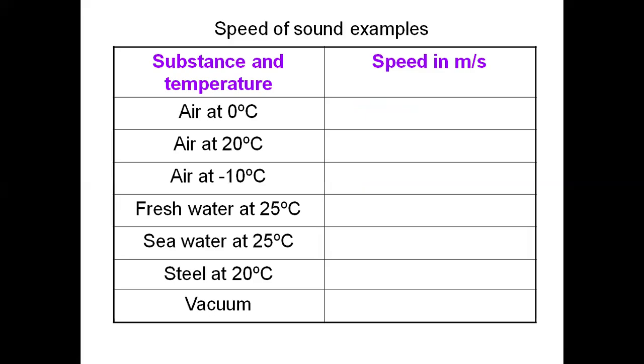Speed of sound examples in different materials. Air at 0 degrees Celsius, the speed of sound is 330. At 20 degrees Celsius, the sound will be traveling faster, that is 342. Air at minus 10 degrees Celsius, 325. Fresh water at 25 degrees Celsius, 1497, almost 1500. Sea water at 25 degrees Celsius, 1560. Steel at 20 degrees Celsius, 5000. And vacuum, 0. Sound cannot travel through vacuum. No one can hear you scream in space.